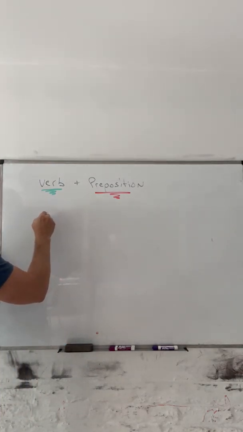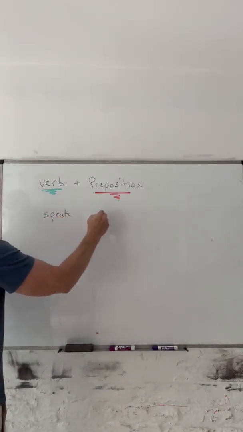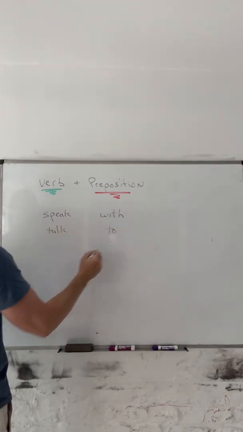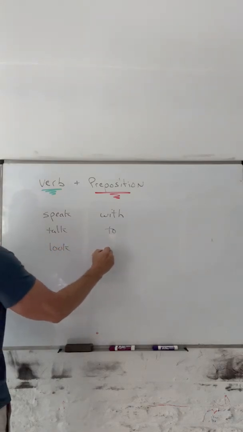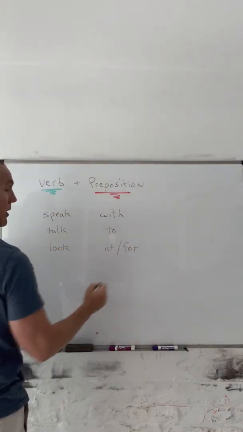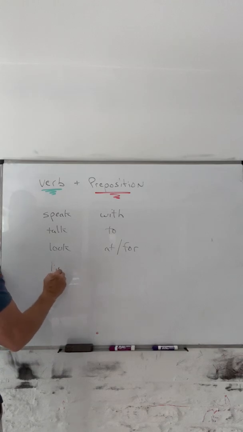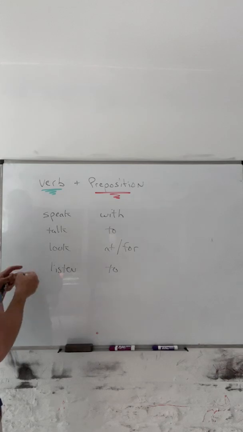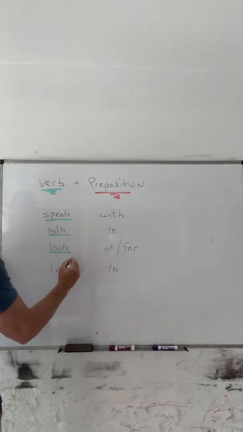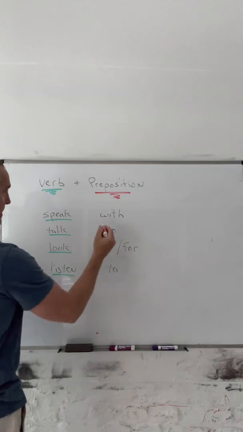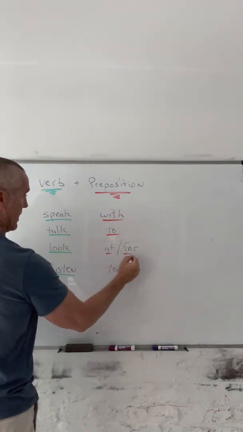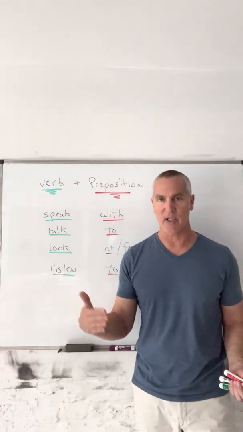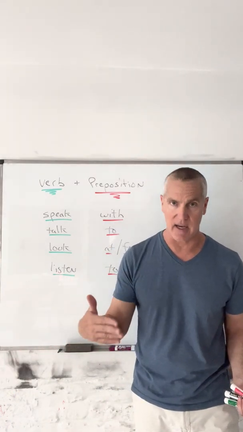Something like this. Speak with, or talk to, or look at, or look for, or listen to. So of course, here's the verb: speak, talk, look, or listen. And here's the preposition: with, to, at, for, to. These are some very common verb preposition combinations. There are many, many others.